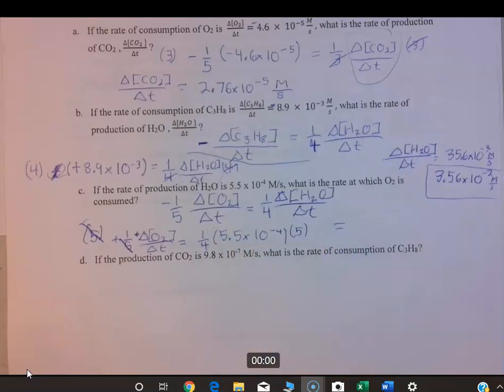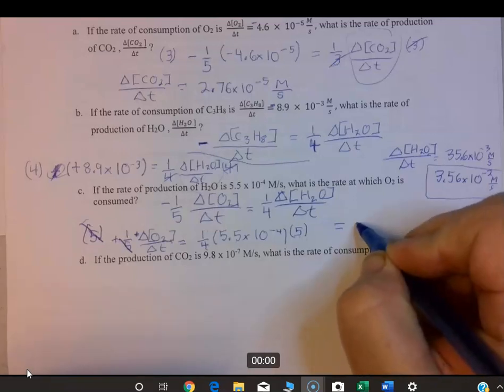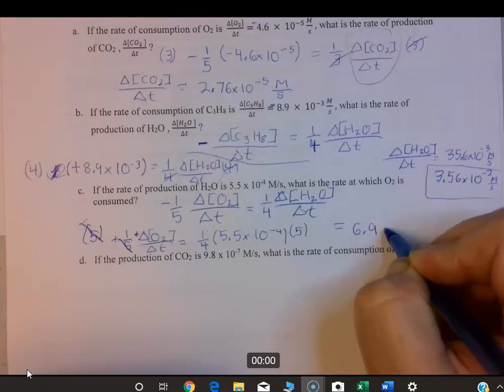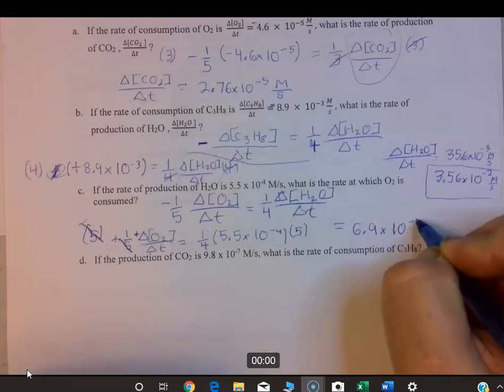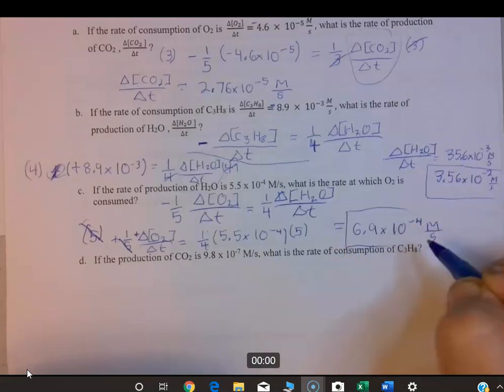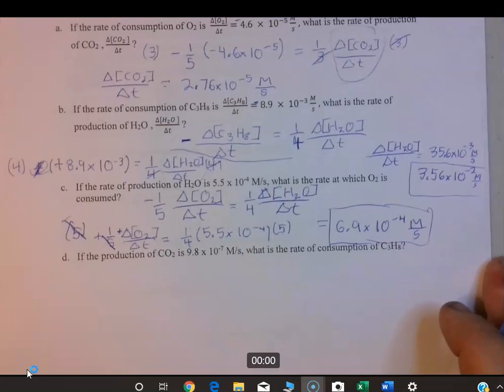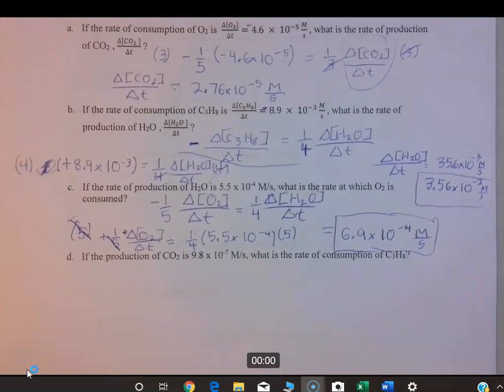Anyway, the math is pretty basic. So 5 divided by 4 times 5.5 equals, and I get 6.9 times 10 to the minus 4, and it's molar per second. So that's the rate at which O2 is being consumed. We know the consumption is going down, it's decreasing.